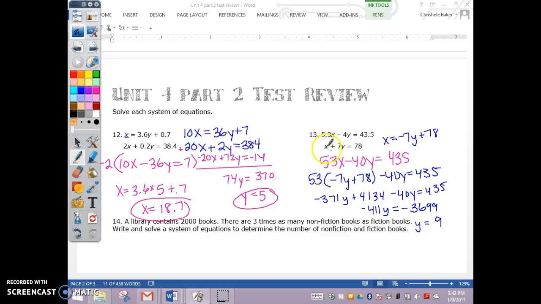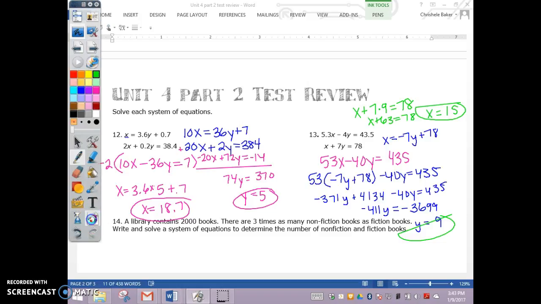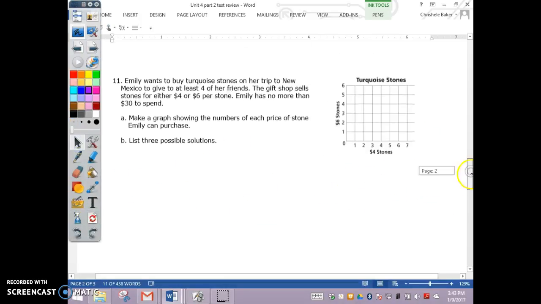Plugging this back in, y is 9, so that's going to go right here. So x plus 7 times 9 equals 78. x plus 63 equals 78, and x is 15. So again, that is an ordered pair. That is the point on the graph where these lines cross, where they intersect.